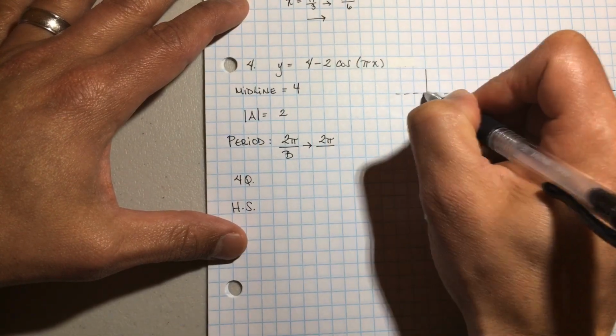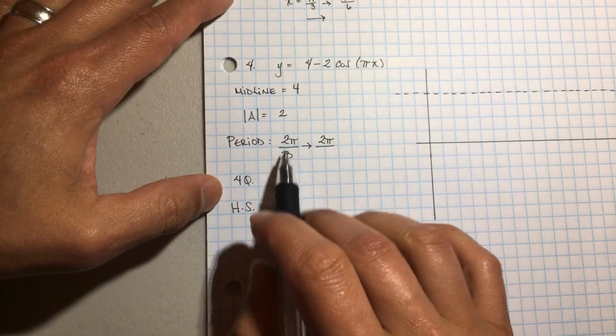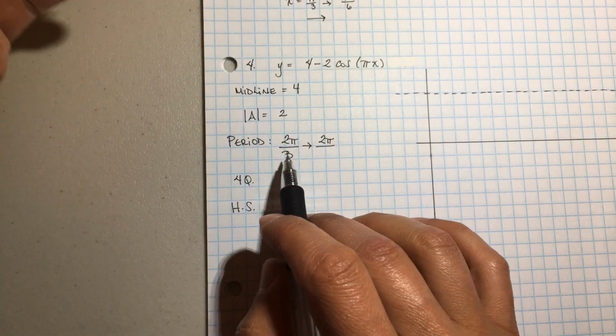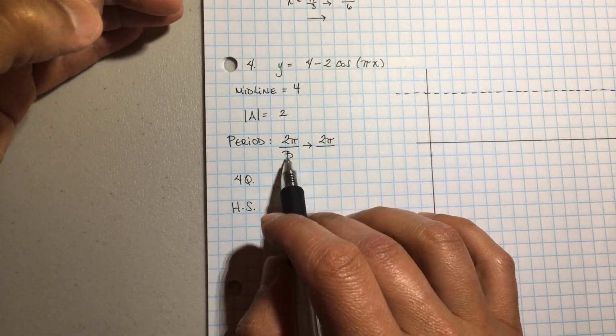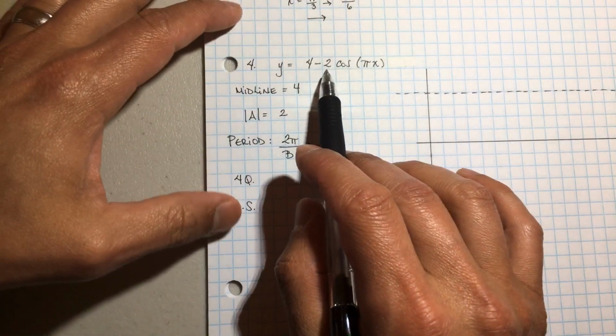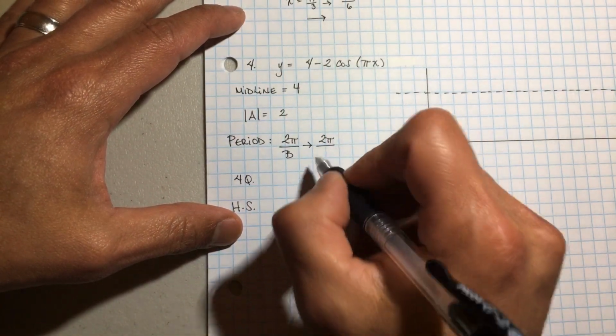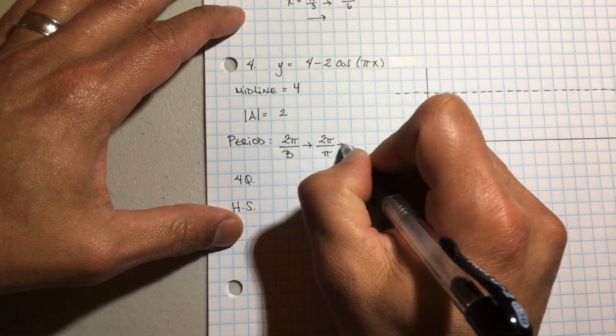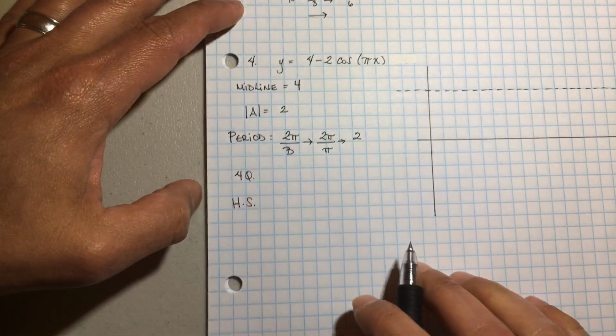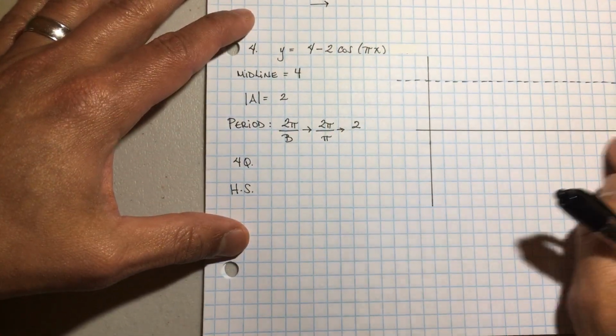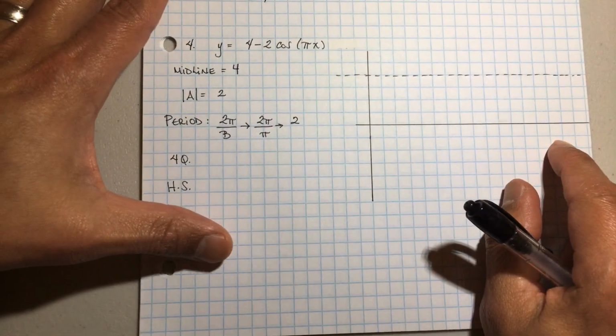All right, so now what's my period? It's 2 pi over b. Remember, with sine and cosine, you're always using 2 pi. Now, what's in front of the b is what's in front of the x. What's in front of the x? It's pi. Wait a minute, it looks kind of weird, kind of different. It's okay. Just keep doing the math. So it's 2. So by the time you get over here, you should get to 2.